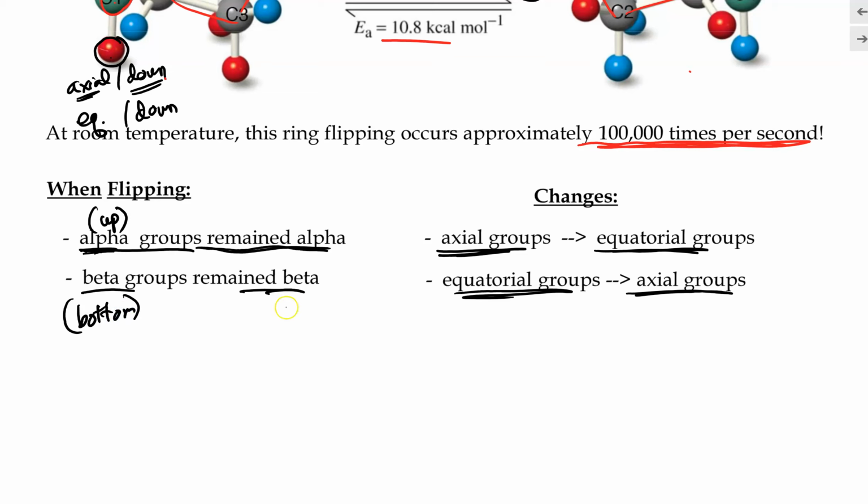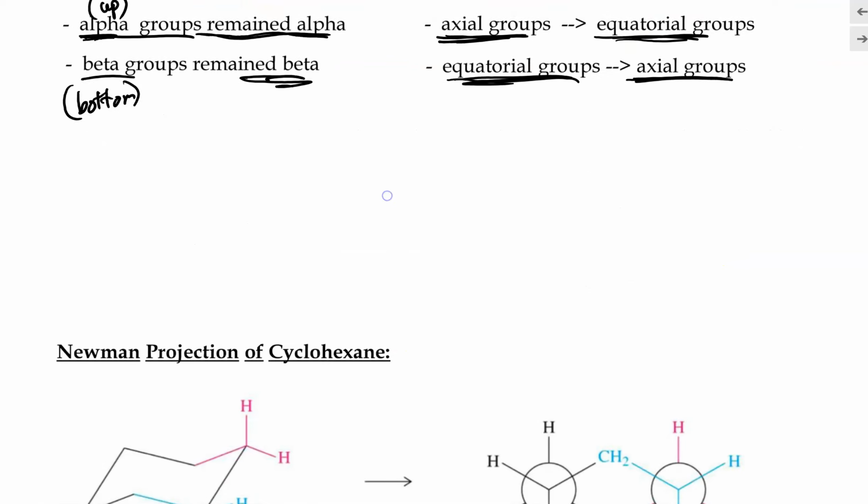So the group on the bottom will remain on the bottom, but it will change from equatorial into axial and axial into equatorial. So that's what happened. And now, for an example, let's draw this ring right here.